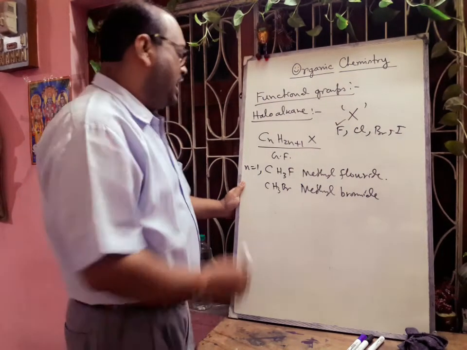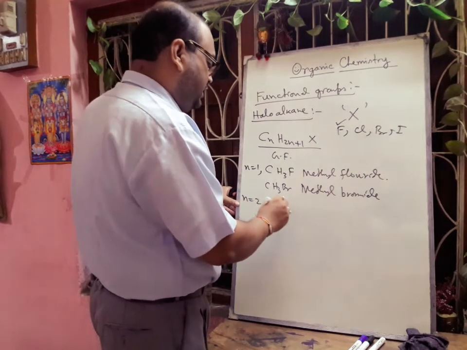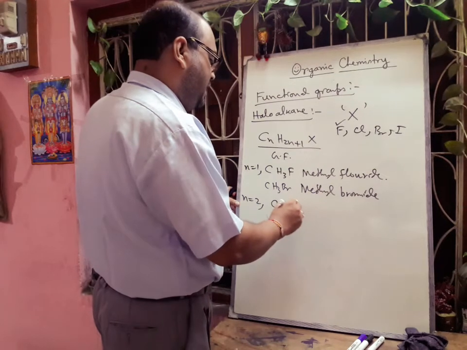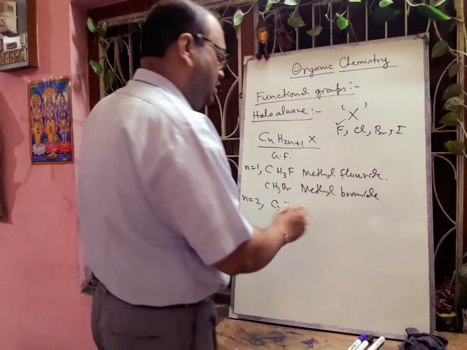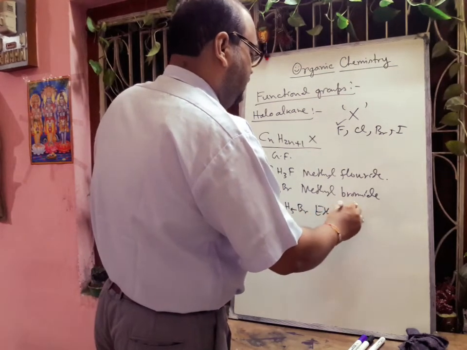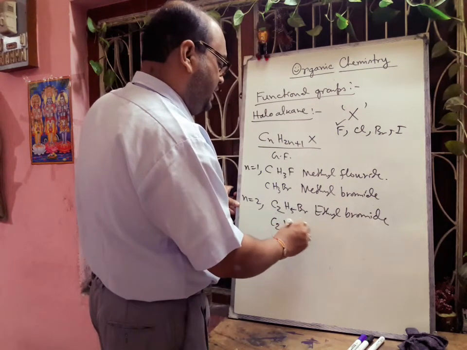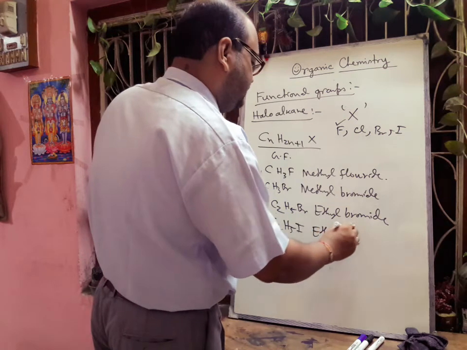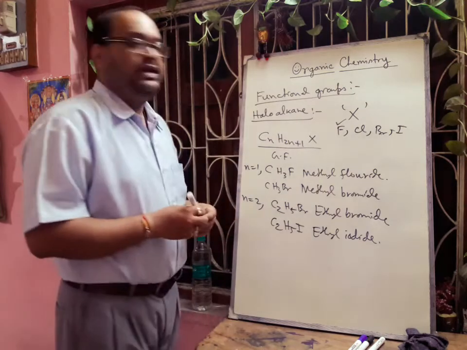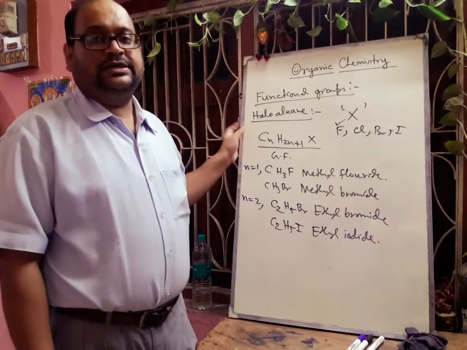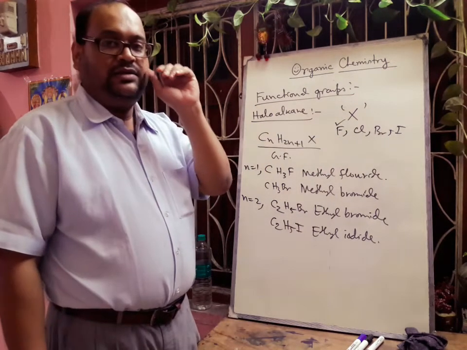So in this way we can write, and we can increase the number of n also. When we put n is equal to 2, then it will be C2H5. We put here Br, so then it is called ethyl bromide. Here we can put iodine also, C2H5I, then it is called ethyl iodide. Okay. So in this way we can understand the haloalkane functional group, the main ones being chlorides, bromides, and iodides.